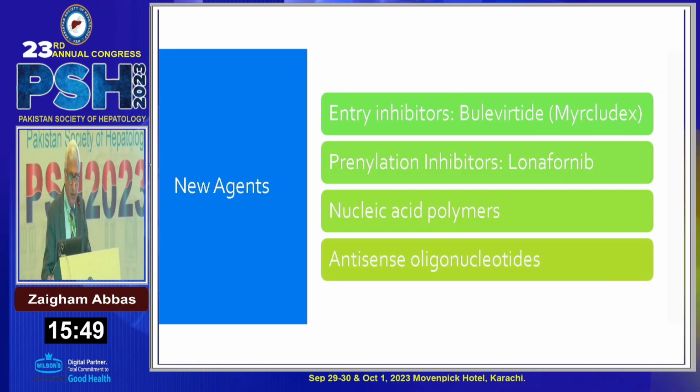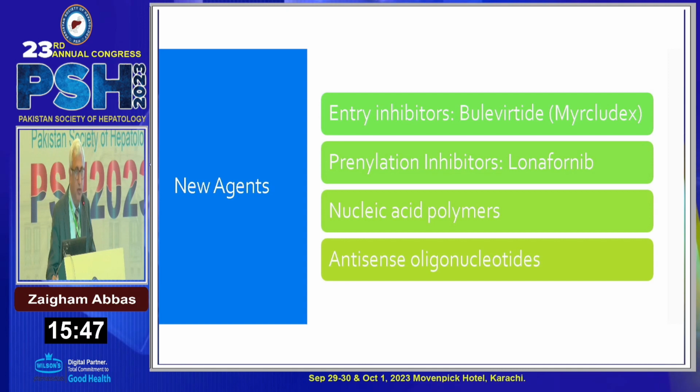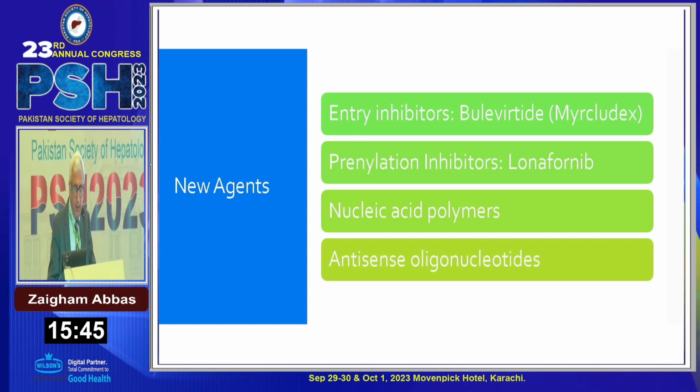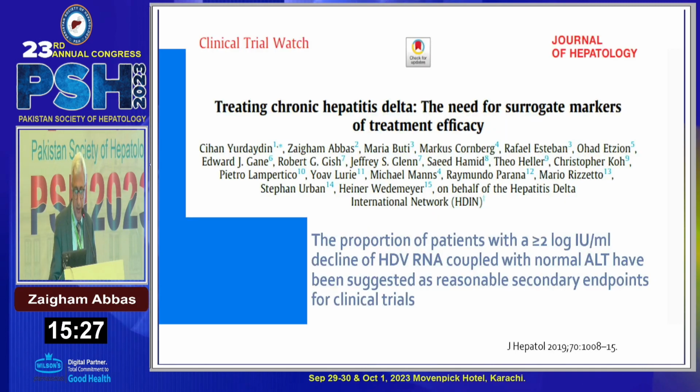Then we have the new agents, which is bulevirtide, and these are the entry inhibitors. We have the prenylation inhibitor, which is lonafarnib. We heard about nucleic acid polymers and antisense oligonucleotides in the treatment of hepatitis B, and these drugs are also being tried in delta hepatitis.